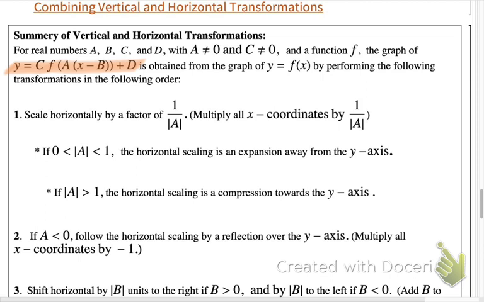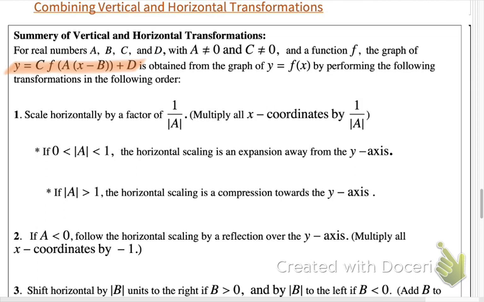Okay, so just so you all are aware, A, B, C, and D, oh, sorry, it actually just says this right on the top. A, B, C, and D are just all numbers, and A and C are non-zero. Those are scaling factors, and multiplying by 0 would just be silly. Okay?